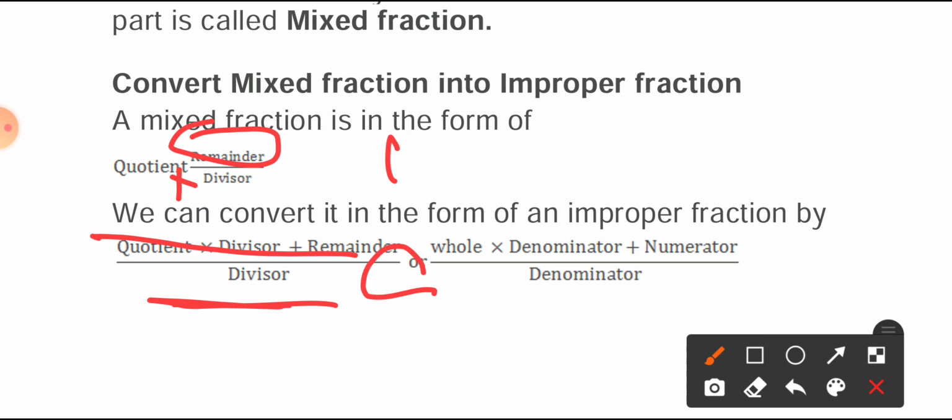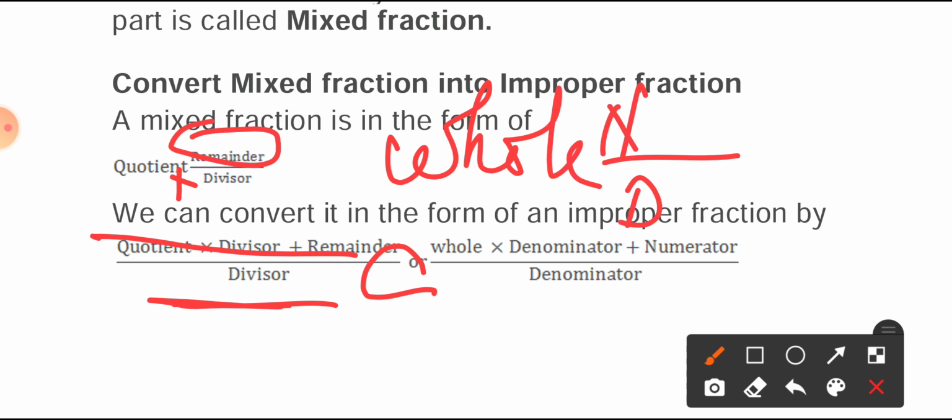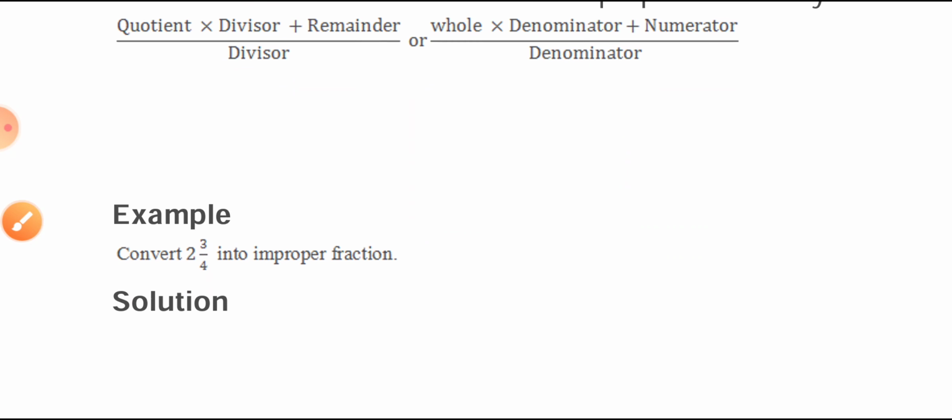Or you can say it as whole upon numerator upon denominator. So first of all, you have to multiply whole into denominator. After multiplying, you have to add the numerator, and the denominator will be the same only. It means you have to write it as it is. Let us see by one example.